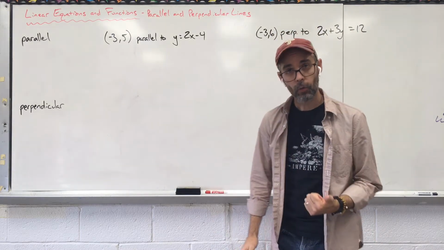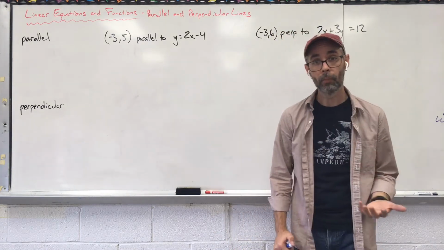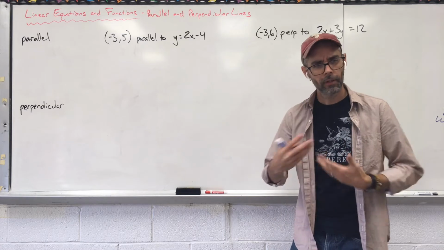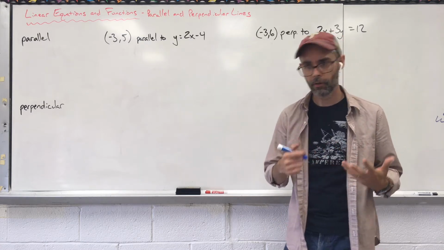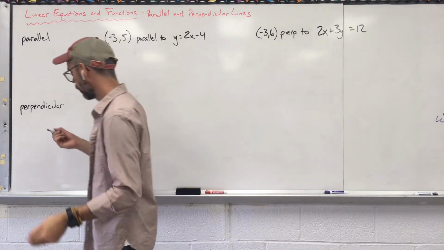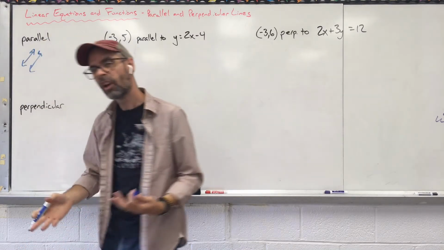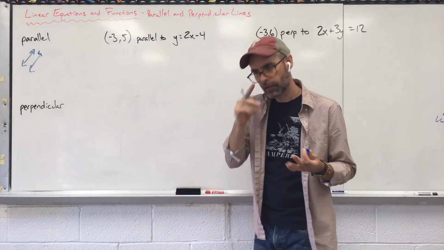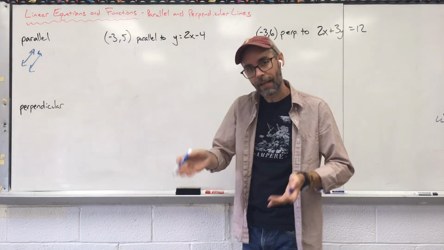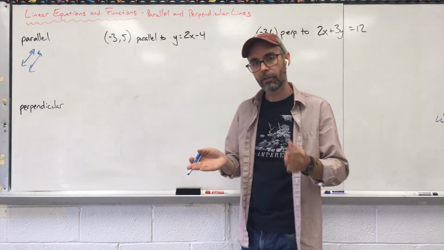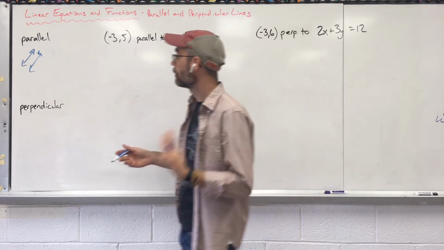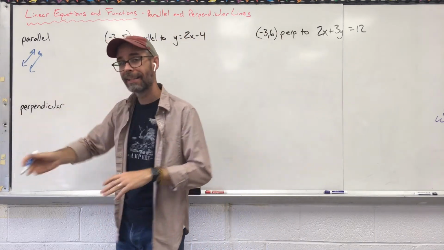We're going to look at writing equations with parallel and perpendicular lines. First off, let's understand what parallel and perpendicular lines are. Parallel lines never touch each other. Think of railroad tracks. Those rails never cross each other. Otherwise, a train would topple. So in this case, these two lines never cross.